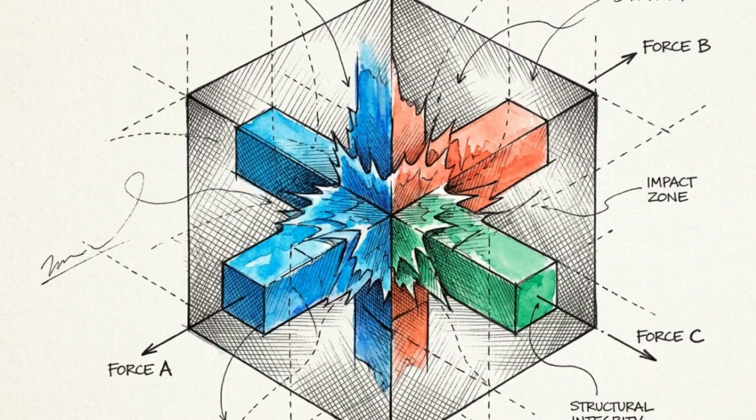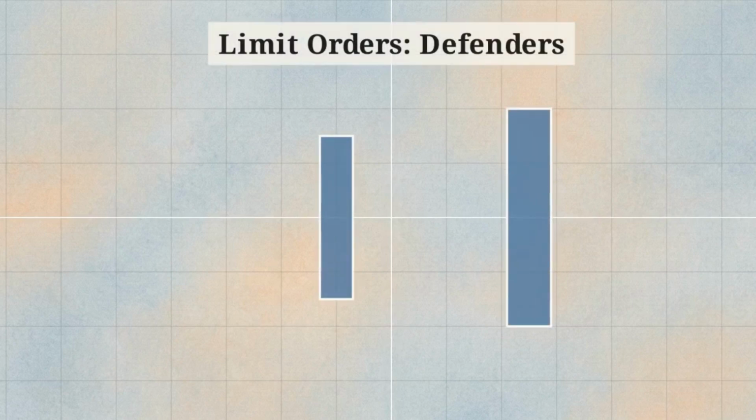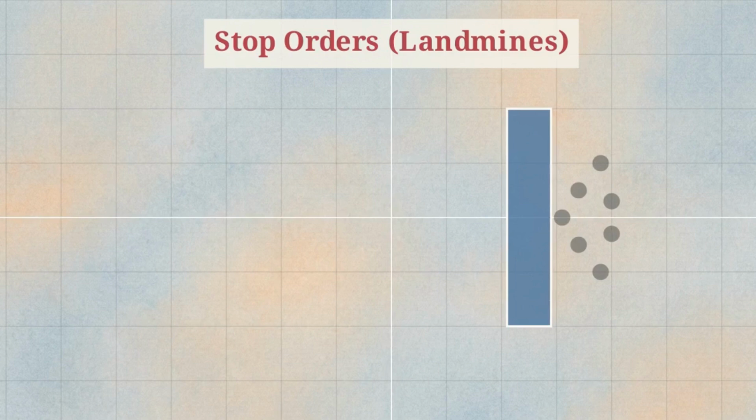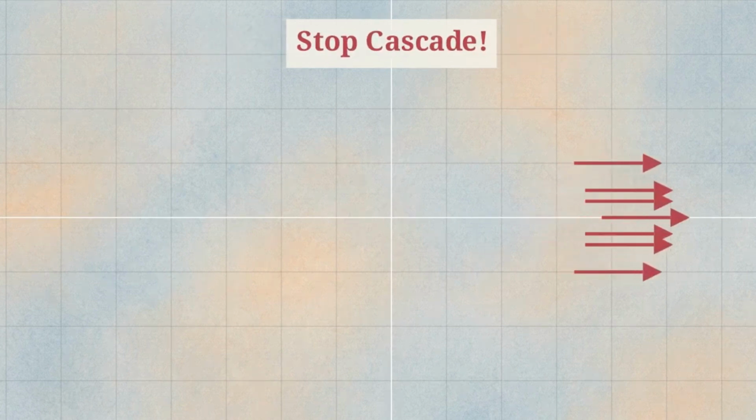To read the auction, we have to reduce all market activity down to three distinct physical forces. The first force is the limit order. These defending traders sit patiently at specific price thresholds. The second force is the market order, actively consuming the passive supply held by limit defenders. The third force consists of stop orders, invisible landmines resting behind structural boundaries. When attackers consume a limit wall, price hits these landmines. They instantly convert to aggressive market orders, creating a massive chain reaction.